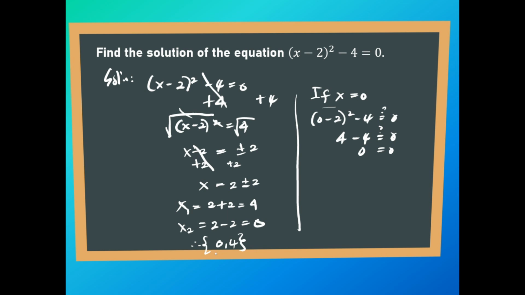Okay, tama yung x na 0. So if x is equal to 4 naman, so substitute lang natin. So 4 minus 2 squared minus 4 is it equal to 0? So magiging 2 squared na yan, di ba? Magiging 4 minus 4 is it equal to 0. So 0 is equal to 0. Okay, so that's how you're going to solve using the extracting square root.